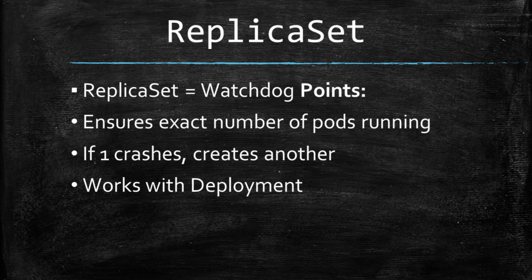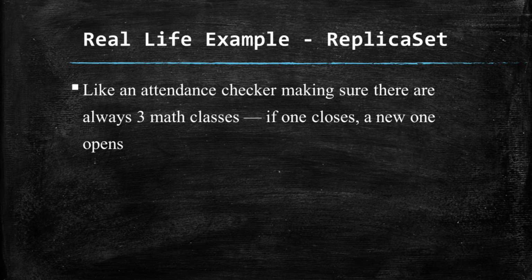And finally, there is a ReplicaSet. What if you say that there must always be 3 math classes running, no matter what? You need something to count and check. That's where ReplicaSets come in. It watches how many pods are running, and if one dies, it creates another. Simple. It works behind the scenes with deployment to make sure your plan is followed.